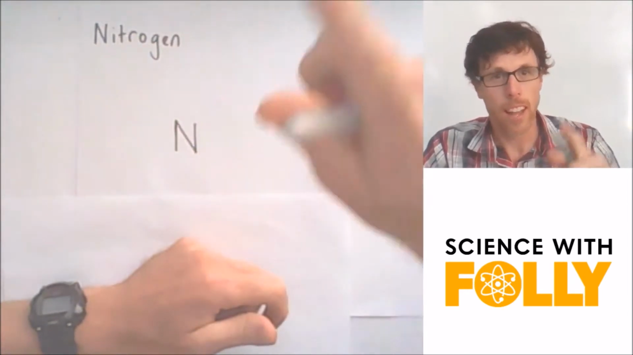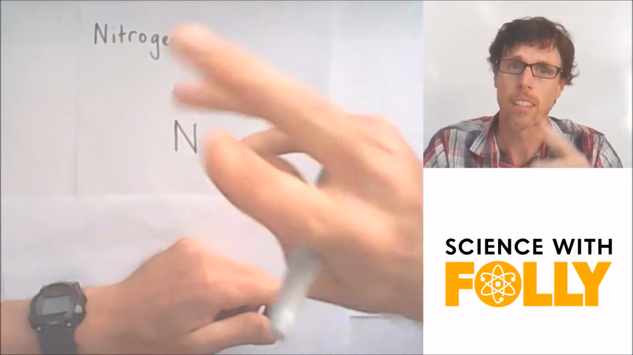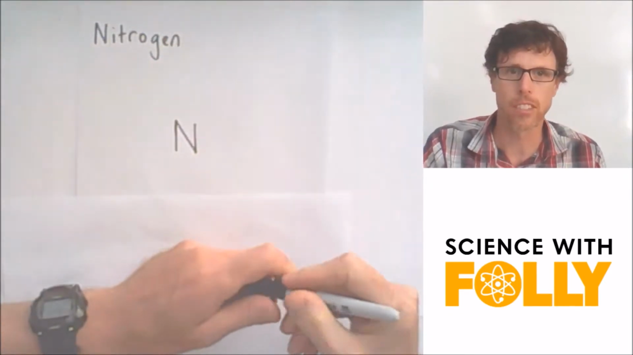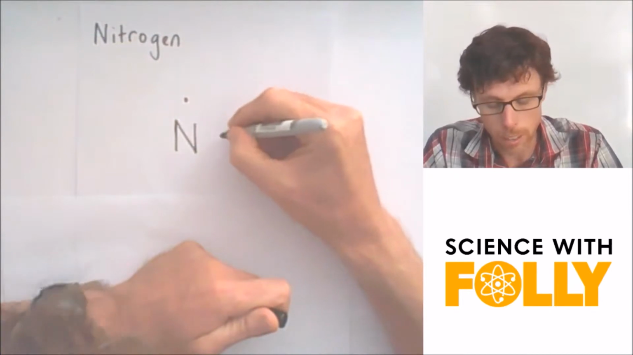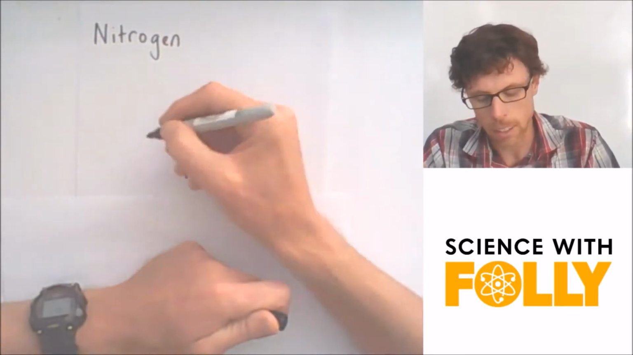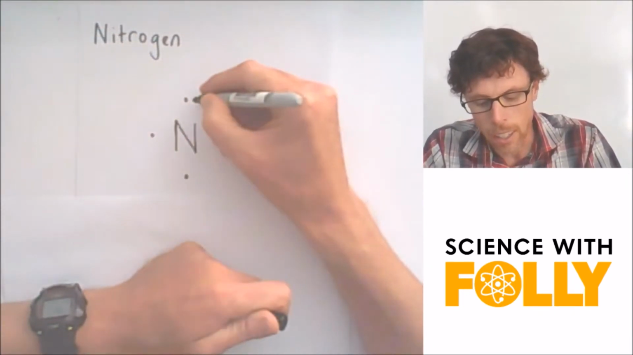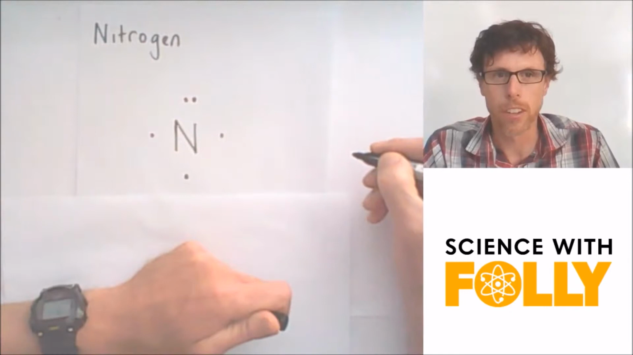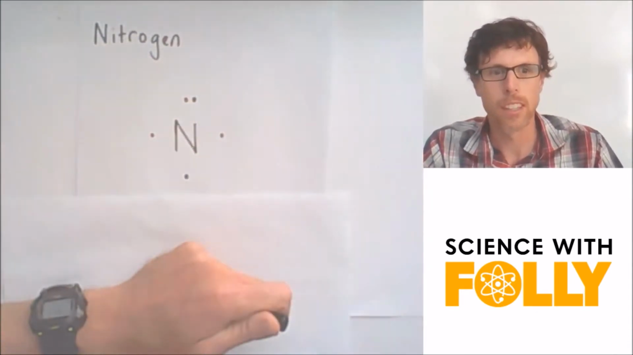So let's have some practice of this. Here's nitrogen, and as you know, looking at the periodic table, nitrogen is in group 15, so it's going to have 5 valence electrons. And this is how you draw them. Number 1 at 12 o'clock, number 2 at 3 o'clock, number 3 at 6 o'clock, number 4 at 9 o'clock. So we've got 4 there, and then we start again, and we've got number 5 there. So we've got a pair of electrons here, and 3 lone electrons.